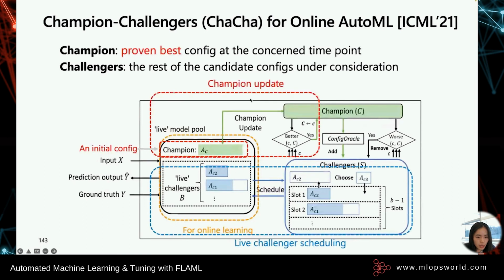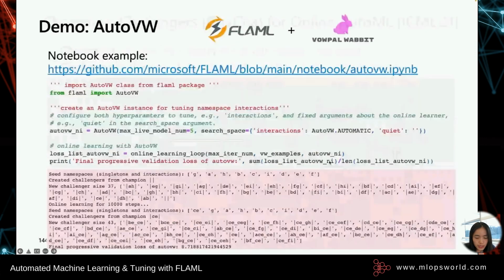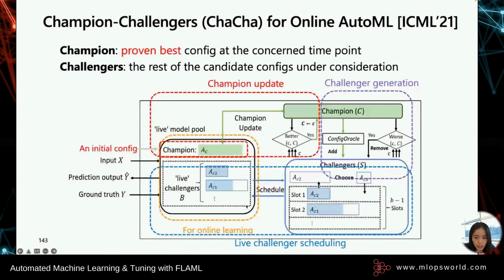And this champion model will also be used to generate more challengers, such that we know which candidates to try. The final prediction is made with one of the models in this live model pool, shown in this orange box. And we make this selection with a model selection strategy. Because the champion is always in this live model pool, we have a theoretical guarantee on the quality of the prediction at any time point. For more details about this method, you can check our paper.